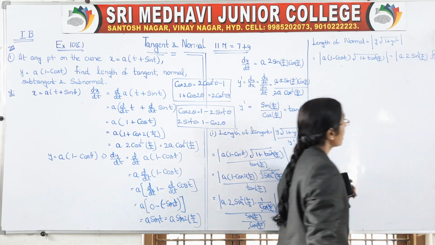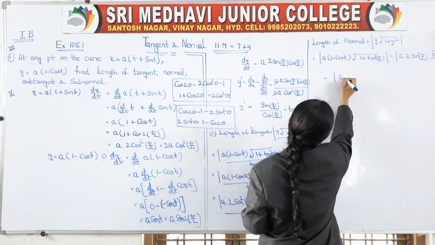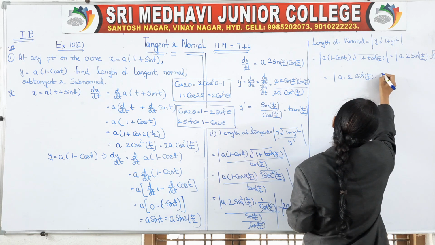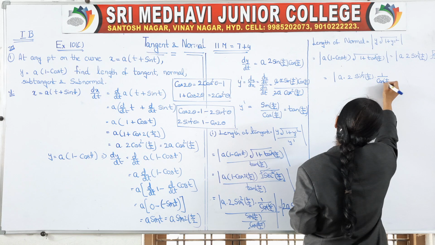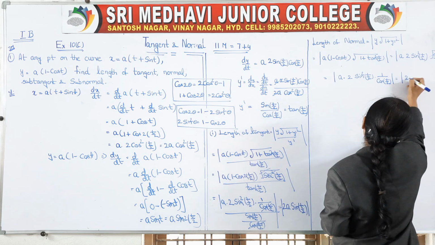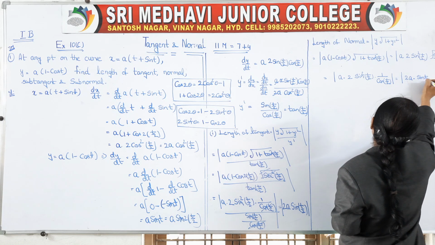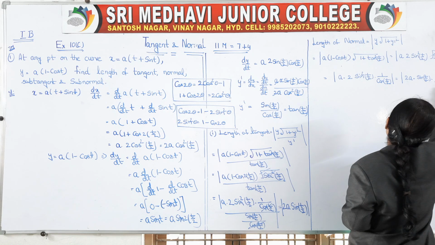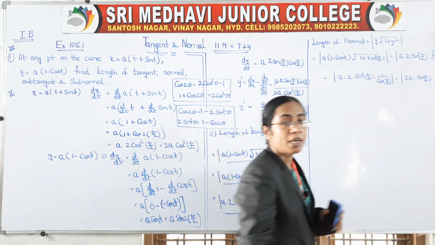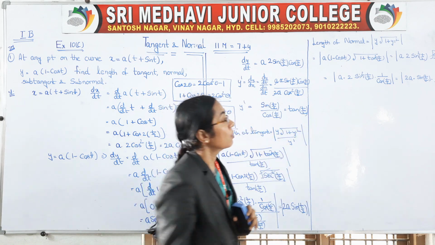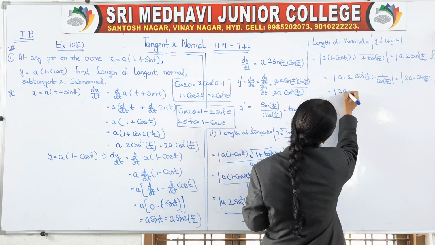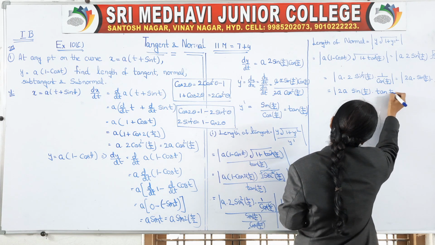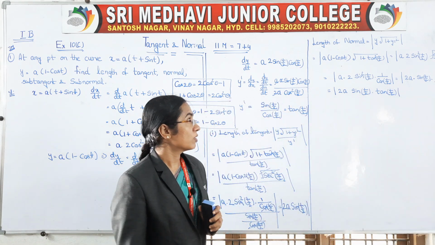Root and square cancel. So is equal to a into 2 sin square(t/2) into secant, what is the value? 1 by cos(t/2). So we can write this as 2a sin(t/2) into one more sin(t/2), which we will take with cos(t/2). So one value is sin(t/2) and another value with cos we have taken. So what will be our value? It is 2a sin(t/2) into tan(t/2). That is the length of normal.